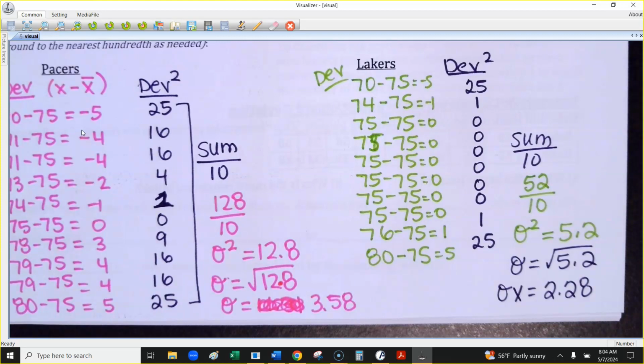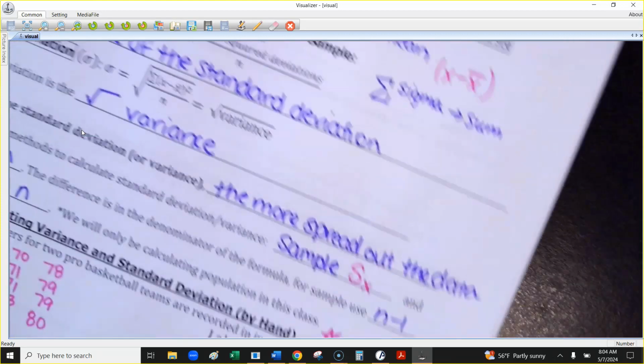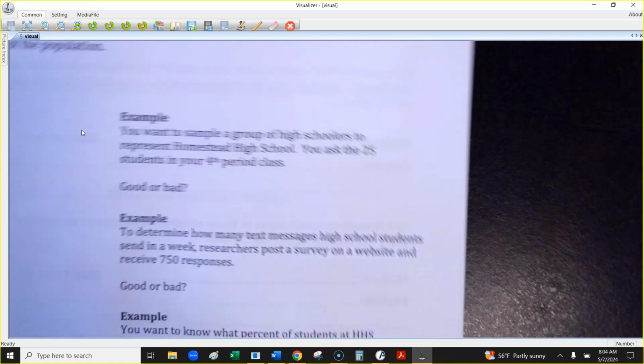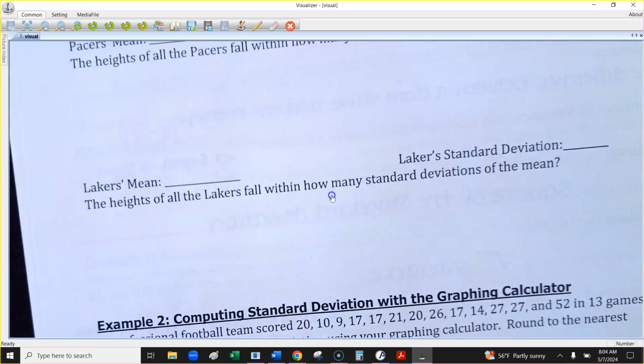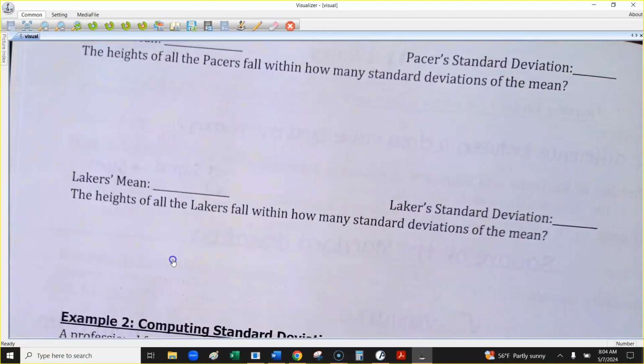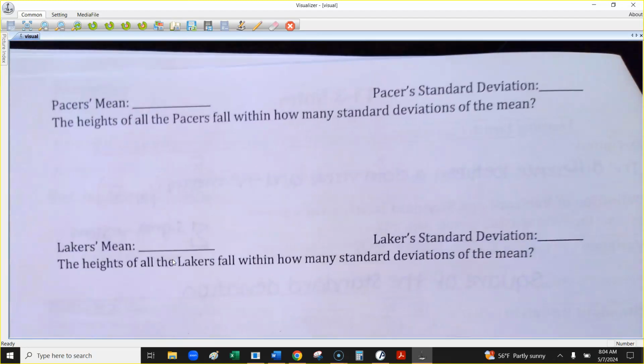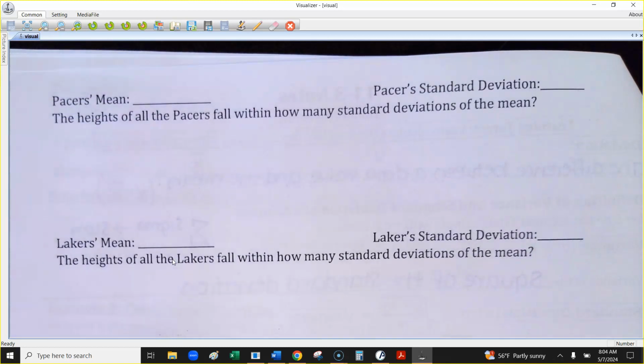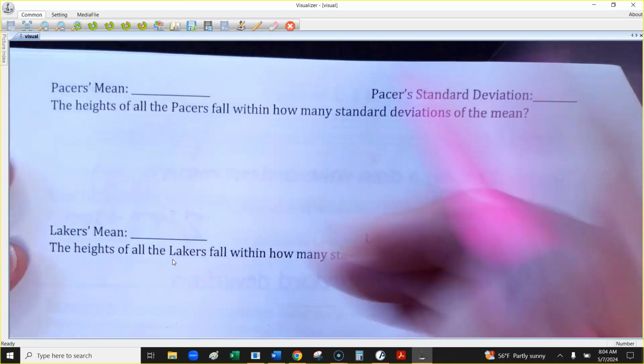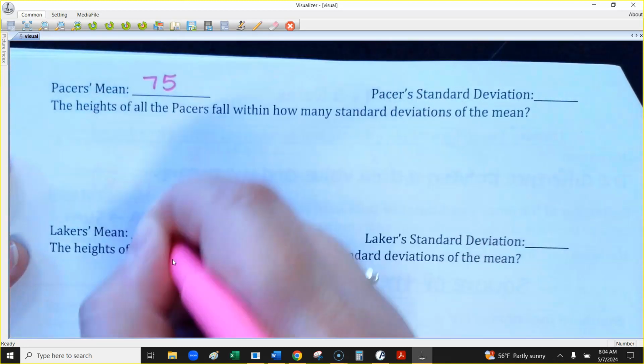All right, so I'm going to memorize those real quick because I'm going to use them on the back. The Pacers and the Lakers both had, I'm going to continue this on the back, but we're not going to see the data because obviously it's on the front. The Pacers and the Lakers had the same average height, which was 75 inches.